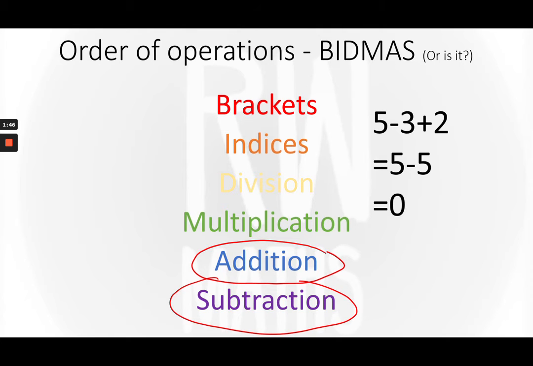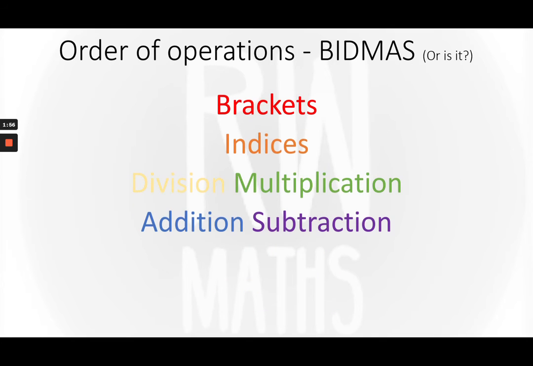What we really need to think about when we're answering this question is that it is hierarchical. It starts with brackets, then it's indices, but actually division and multiplication have parity, as do addition and subtraction. So actually it should look like this. It's only called BIDMAS because it sounds better when you write it. So then, if we look at the same question again, subtraction and addition have parity, so we just go from left to right. So 5 take away 3 is 2, add 2 gives you 4. And that's the way we do it. So remember that division and multiplication have parity, as do addition and subtraction.